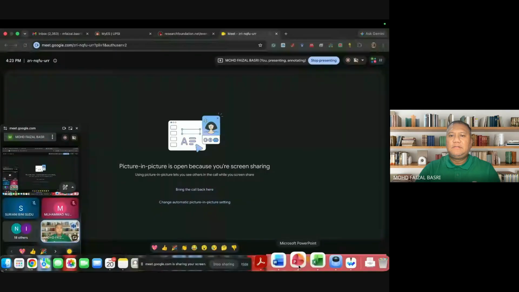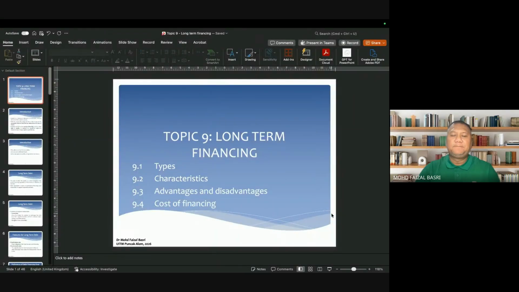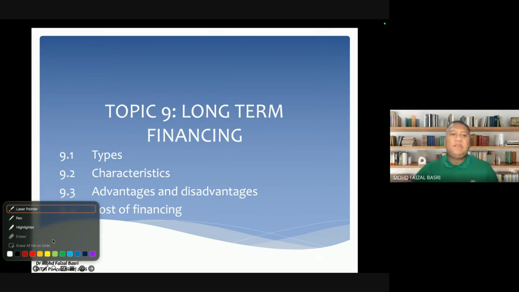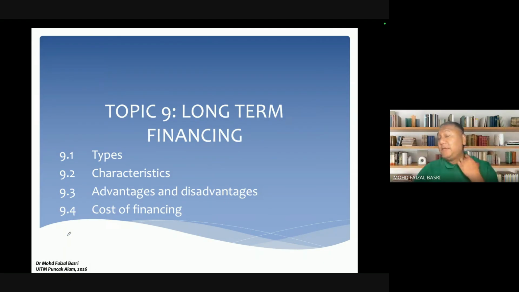Okay, so for today, kita akan continue our session with the topic of the long-term financing. Alright, so this long-term financing is the continuation from the previous topic when we discussed about the short-term financing. The main difference between the previous one and today's session would be the options.